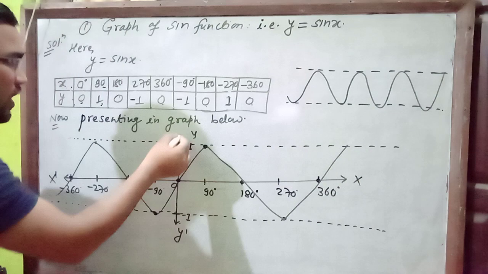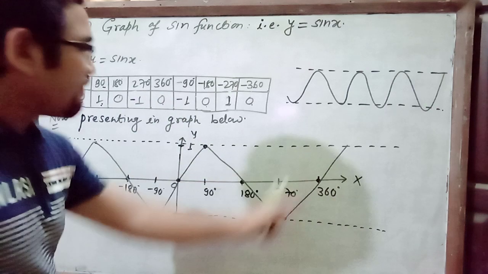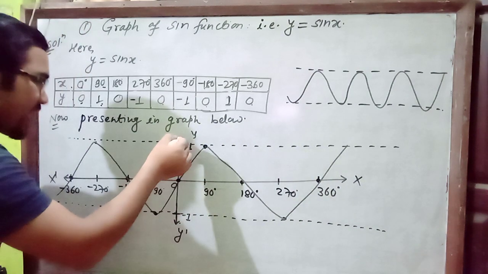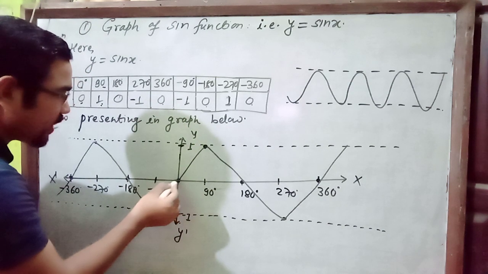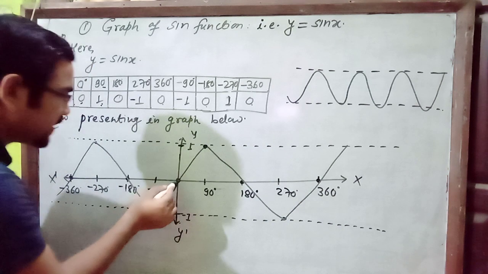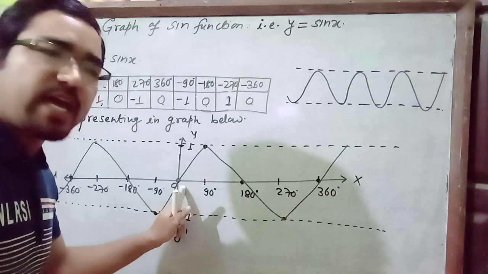The point at which the graph is cutting the y-axis is called the y-intercept. This is the y-axis. At the y-axis the graph is cutting at the point 0. The graph is cutting the y-axis at the point 0. So we have to understand that the y-intercept of the sine function is 0.